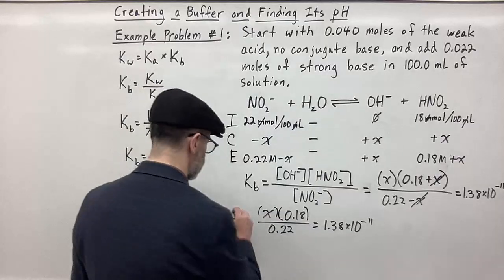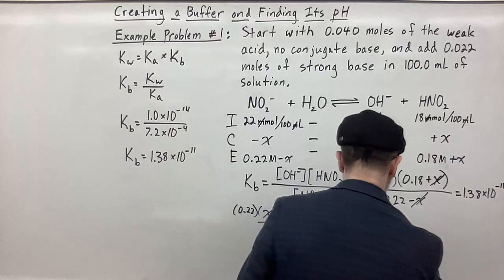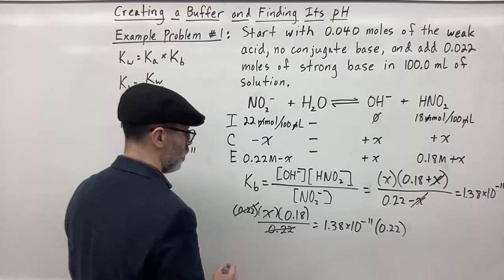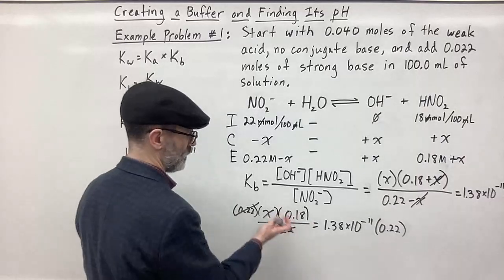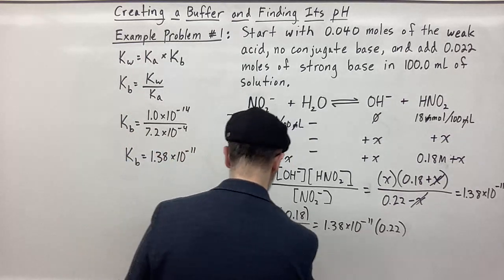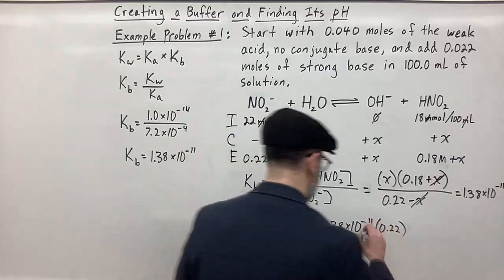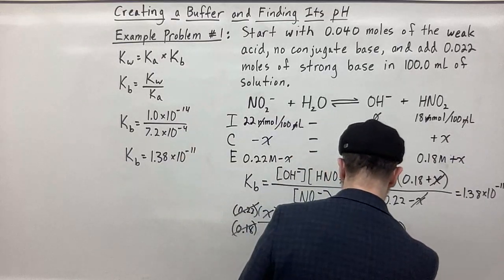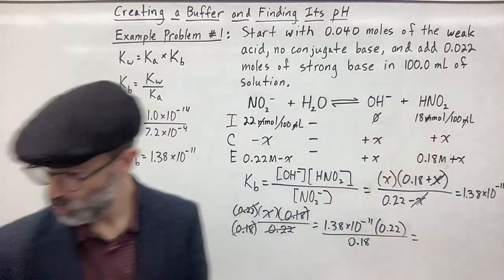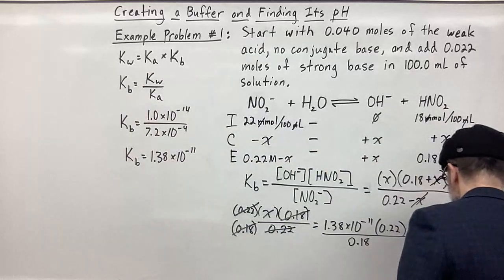And then we just solve for X, right? So we're going to multiply both sides by 0.22, so that cancels out. Notice I'm not writing the molarity because that cancels out anyway. And then we're going to divide by 0.18, so that cancels out here, and we divide over here by 0.18. And then when you calculate this out, you get the same answer you did before. It was 3.23, 3.230.